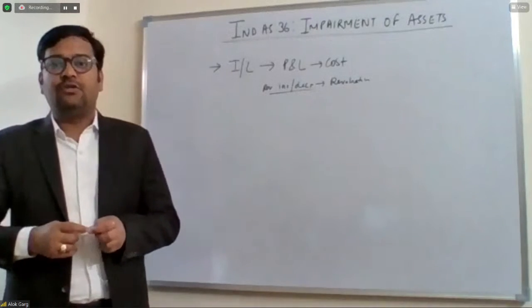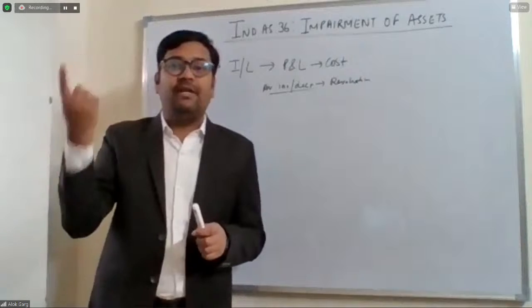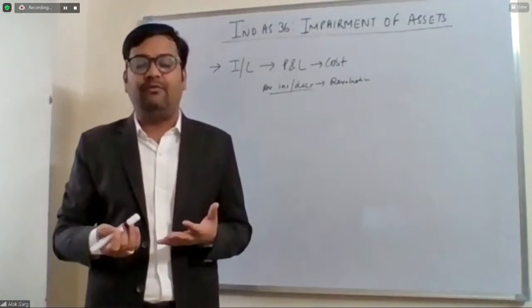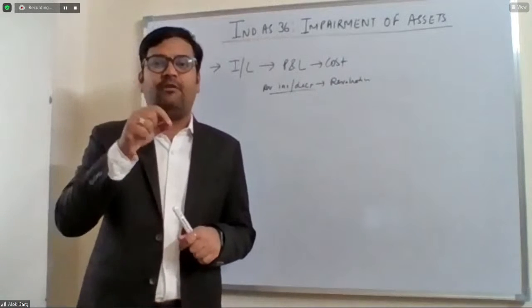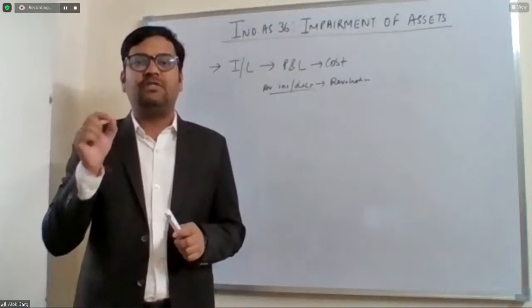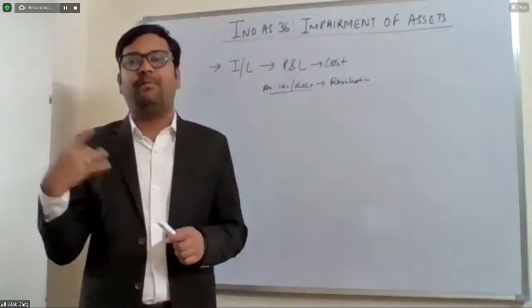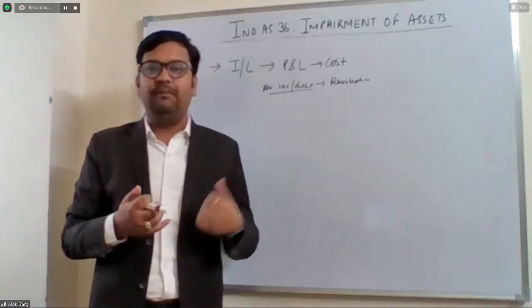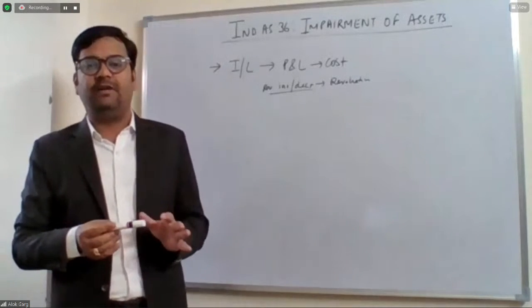Understood? So then your future depreciation or future amortization will of course be at the revised carrying value. For example, this 120 becomes 105 and the remaining life is, let's say, 8 years. So this 105 has to be depreciated over a period of 8 years. Again, this is one of the key points which we already understood.